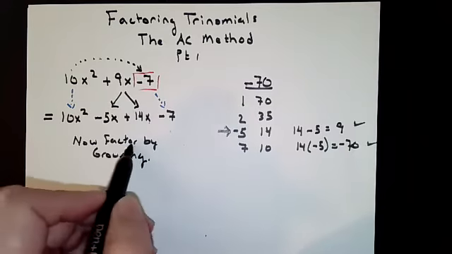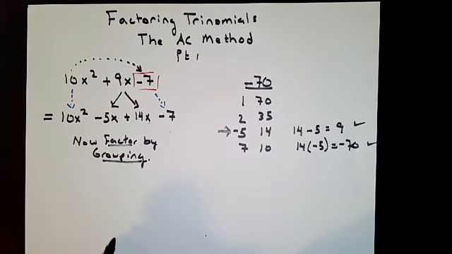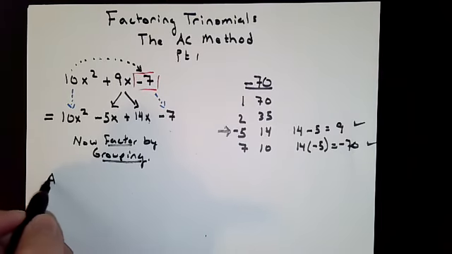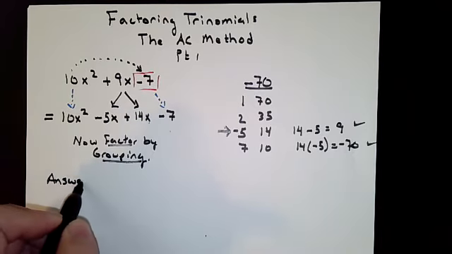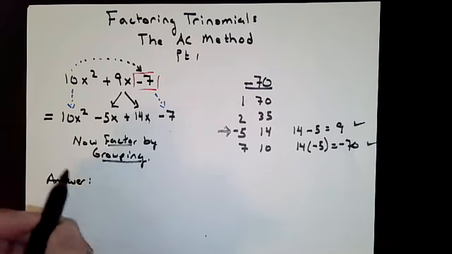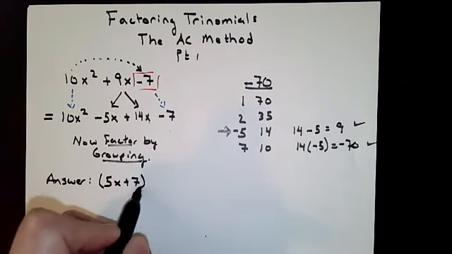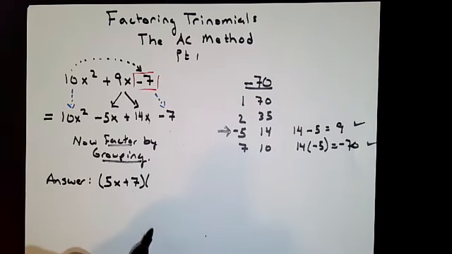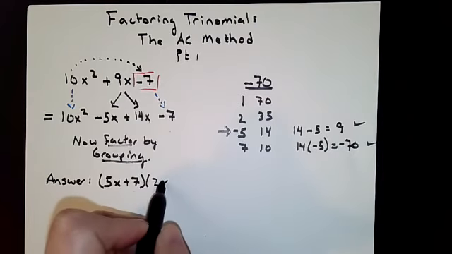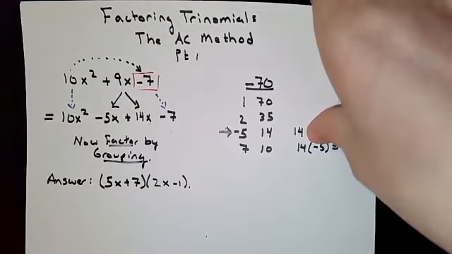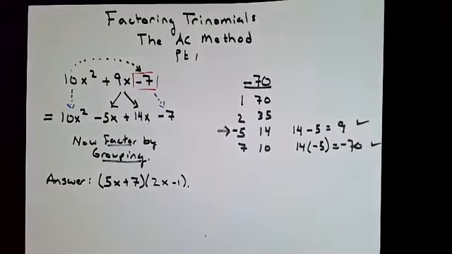So now, practice factoring by grouping. Pause the video, factor by grouping, and your answer should be 5x plus 7 times 2x minus 1. Go ahead and try that. I'm going to move on to a second example.